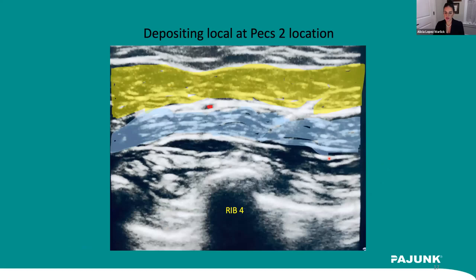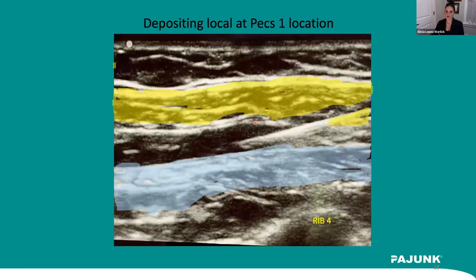So this is me depositing local anesthetic at the PEC 2 location. Here's the needle. It's not that great of a picture, but I did like it. The local is pouring over the edge. This is rib 4. I'm over rib 4 here. You do see this bubble of local anesthetic here in this PEC 2 location, as well as local pouring over here. So now I have a good spread of the local. Here's that artery.